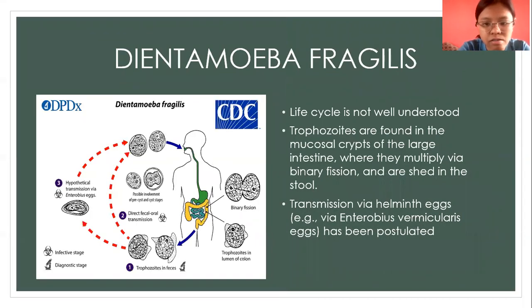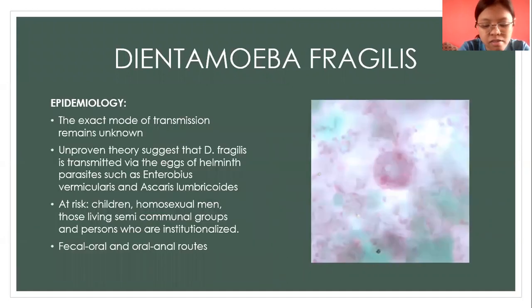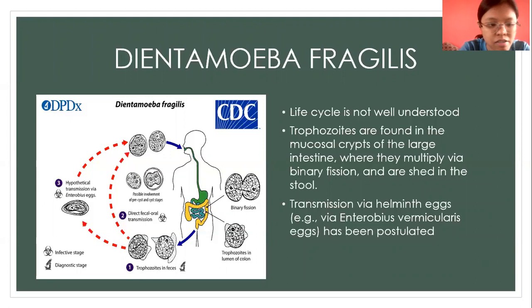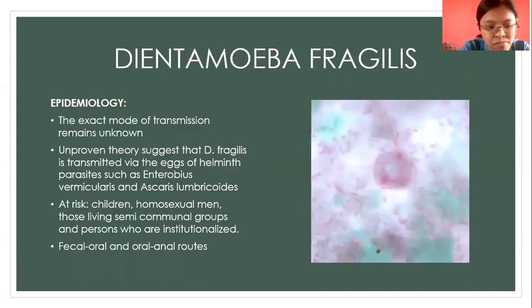So life cycle. The life cycle of Dientamoeba fragilis is not well understood. So the trophozoites are found in the mucosal crypts of the large intestine where they multiply via binary fission and are shed in the stool. So transmission via helminth eggs like Enterobius vermicularis has been postulated. Ulitin ko, hypothetically daw na natatransmit siya via Enterobius eggs. So epidemiology: the exact mode of transmission remains unknown, tulad ng nabanggit ko kanina.